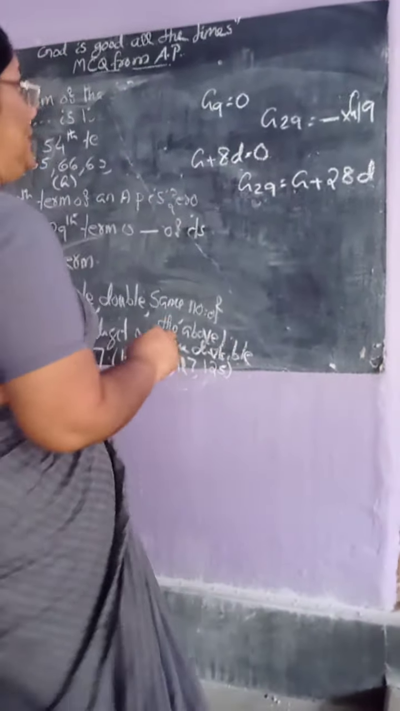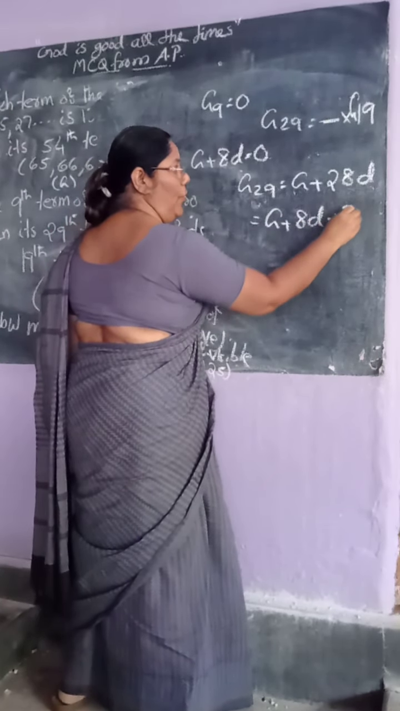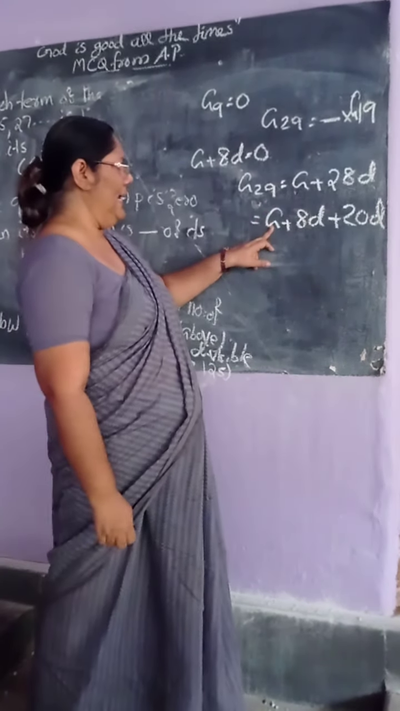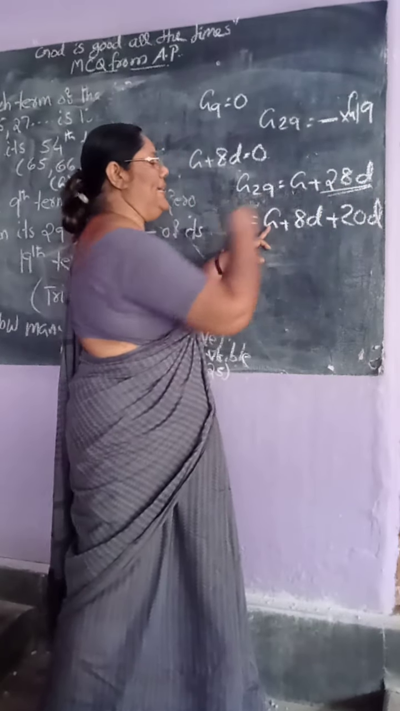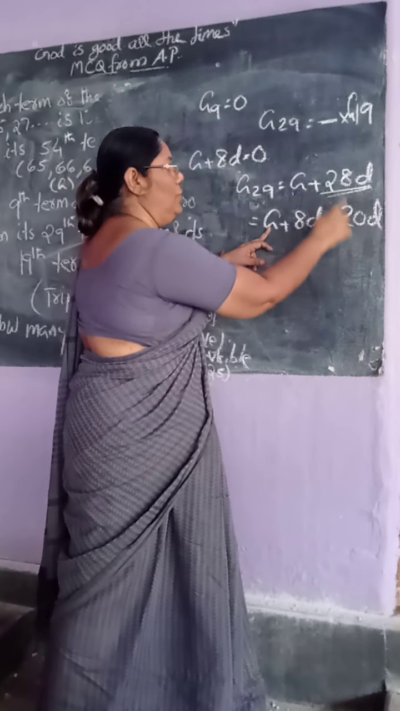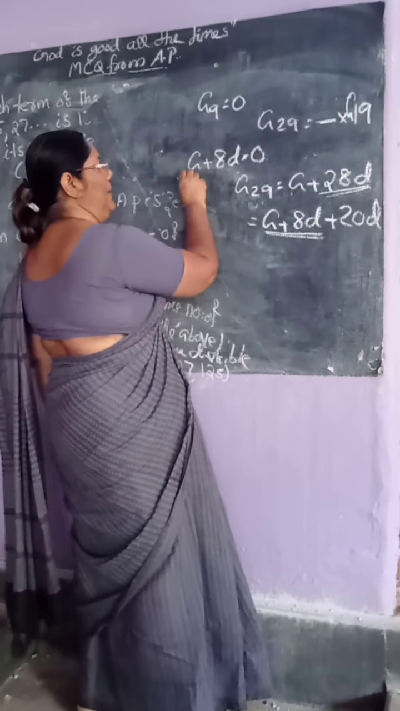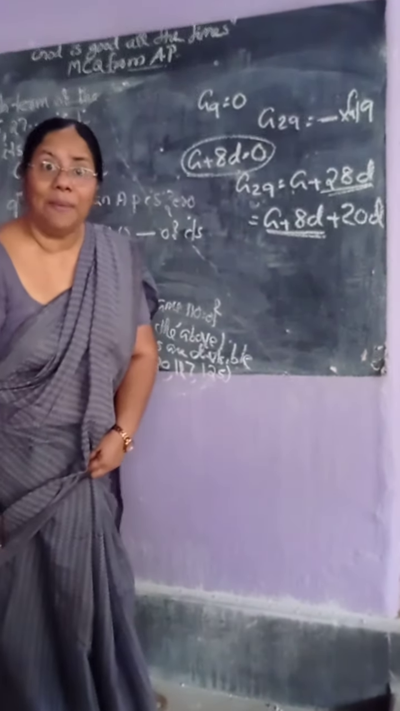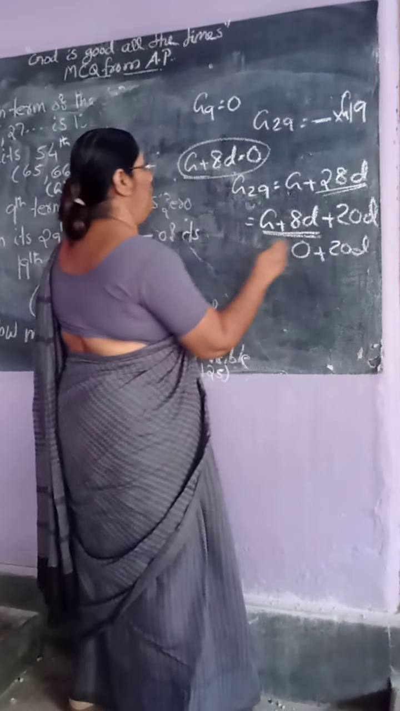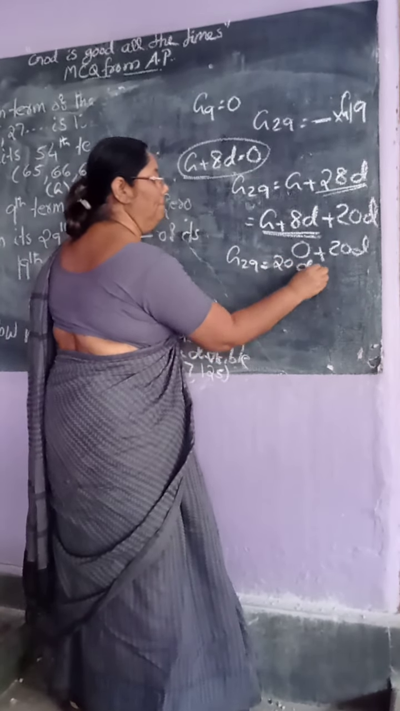We can write that as A plus 8D plus 20D. Understand that step? A is there. We can split this 28D as 8D plus 20D. 8 plus 20, 28. From this A plus 8D we can put 0 plus 20D. Therefore, A29 means 20D. Keep it there.